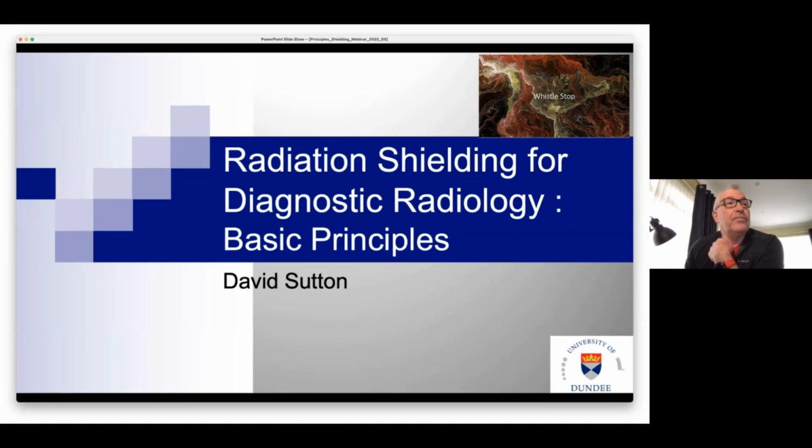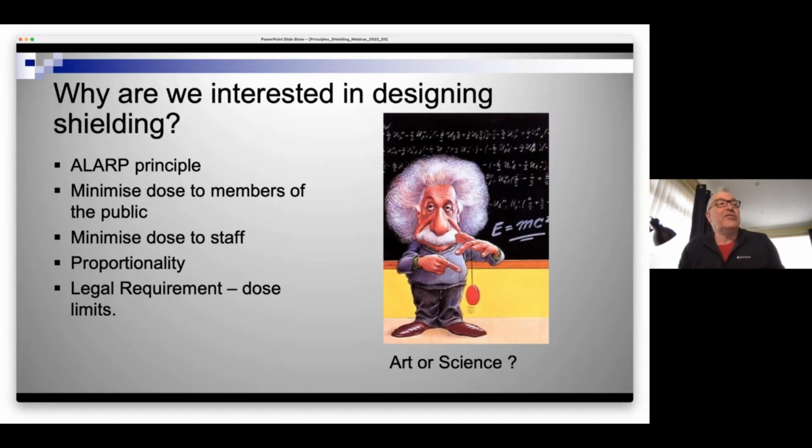So, why are we interested in designing shielding? Well, the basic purpose really is to minimize dose to members of the public and staff in a way that fulfills our legal requirements in terms of dose limits, whilst keeping things proportional. In other words, not just putting 3 millimeters of lead or whatever everywhere. It's a bit of an art and a bit of a science.